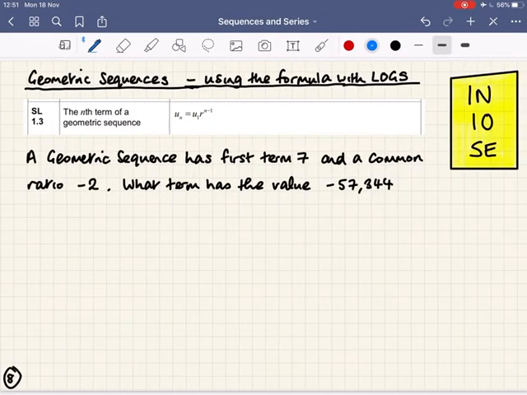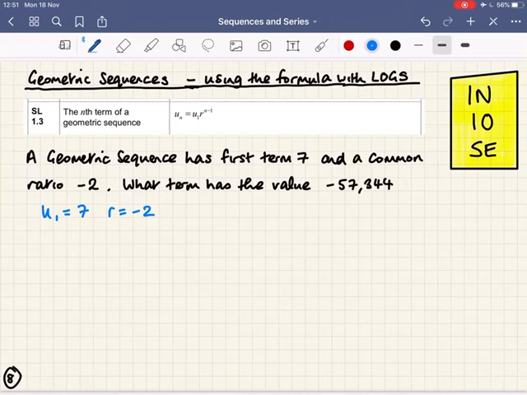Finally, another one that involves logs. Let's see what we've got here. A geometric sequence has a first term of 7 and a common ratio of minus 2. So we know that U1 equals 7 and the common ratio is minus 2. What term has the value minus 57,344? Now I wanted to show you this because there's a little trick solving with logs and negative numbers.